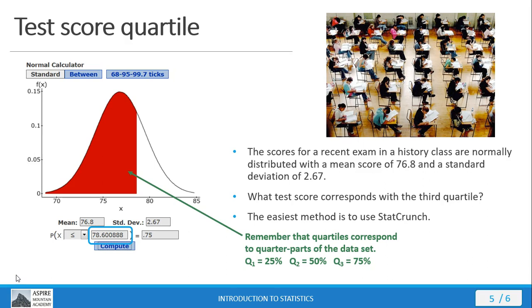Remember, quartiles correspond to the quarter parts of your data set. So the first quartile is 25%. The second quartile is 50%, which is the same as the median. And then the third quartile is 75%.